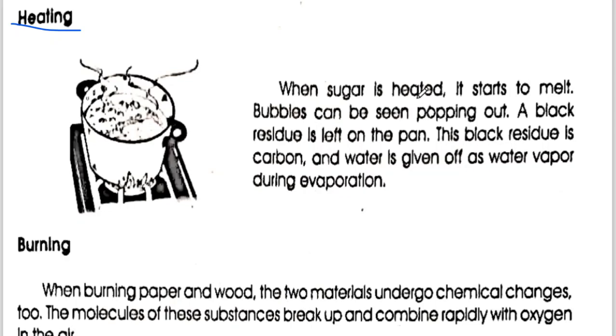when sugar is heated, it starts to melt. Bubbles can be seen popping out. A black residue is left on the pan. This black residue is carbon, and water is given off as water vapor during evaporation. As what we observe after cooking, a black residue is left on the pan. That is a chemical change, one of the examples of chemical change.